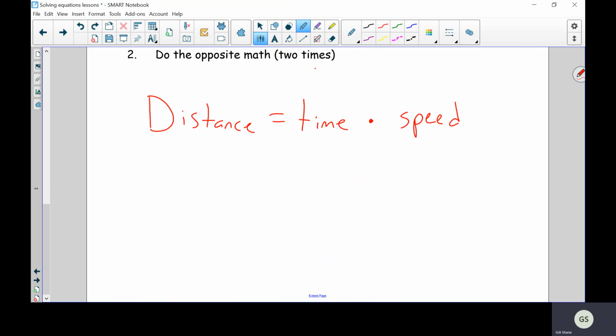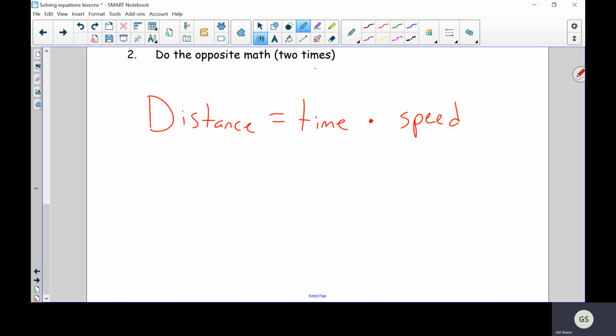Well, but that's not what the formula is. The formula is for finding the distance, right? But we want to know how long it's going to take me, right? So guess what we can do? We can solve for time. We're going to solve this equation, but we're going to solve it for time instead of for distance, which is what it's solved for right now. Distance is all by itself on one side. That's how the formula really comes.